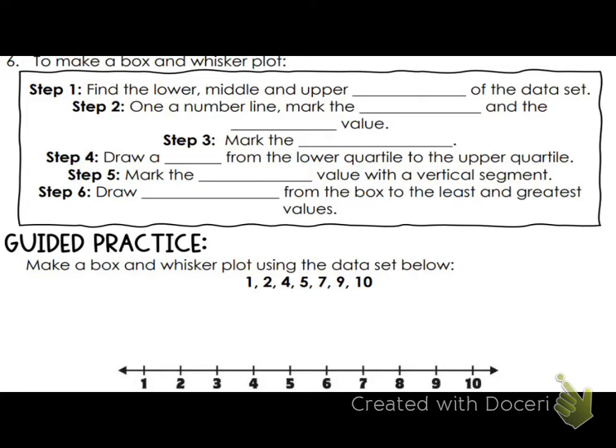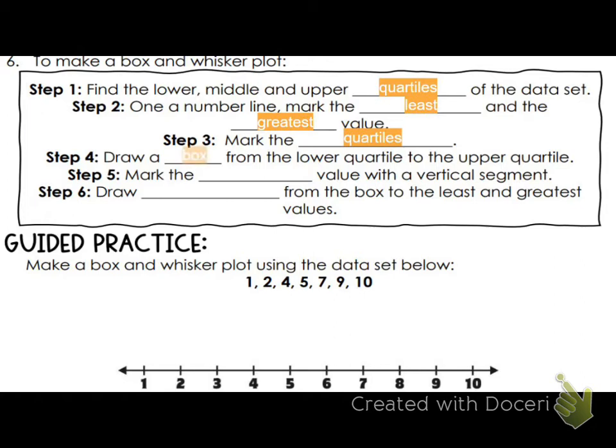Step 1 is to find the lower, middle, and upper quartiles of the data. On a number line, then we're going to mark the least and the greatest value. So our minimum and our maximum. We're going to mark that with a dot. The next thing we do is mark the quartiles. So where our quartiles are, our Q2, and then our Q1, and our Q3.